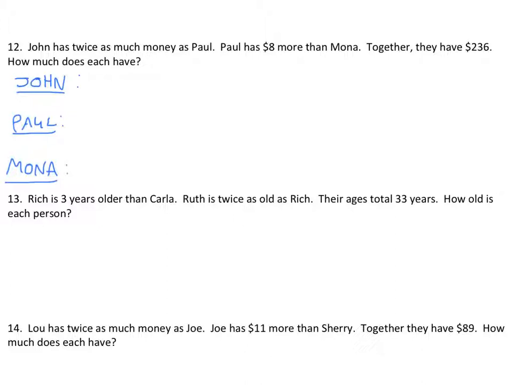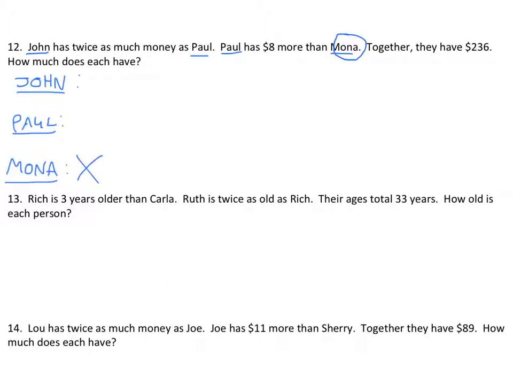So if we read this right away, you can kind of see I have the setup right here. There's three people I'm dealing with: John, Paul, mentions Paul again, and then Mona. So immediately I write down their three names. Now I want to figure out which one I'm going to let equal x, John, Paul, or Mona. The first sentence says John has twice as much money as Paul, and then it says Paul has $8 more than Mona. Well, the person that we know nothing about is who's listed last, Mona. I compare Paul to Mona. I don't know how much money she has, so she is going to be x.